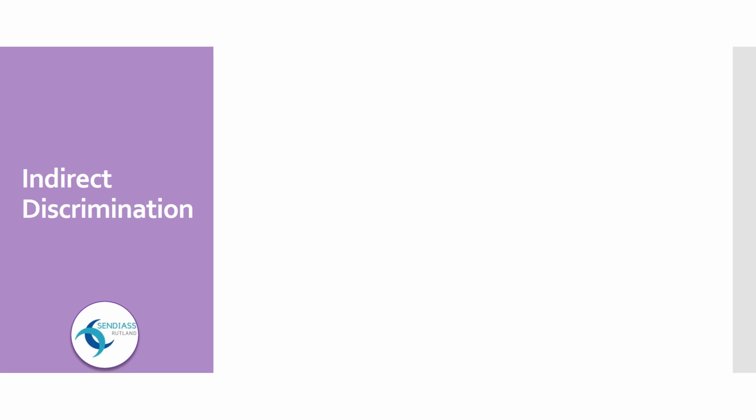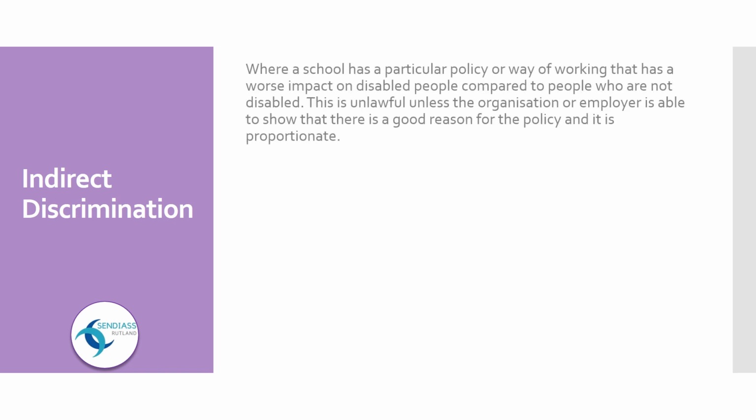Indirect discrimination. Where a school has a particular policy or way of working that has a worse impact on disabled people compared to people who are not disabled. This is unlawful unless the organisation or employer is able to show that there is a good reason for the policy and it is proportionate.